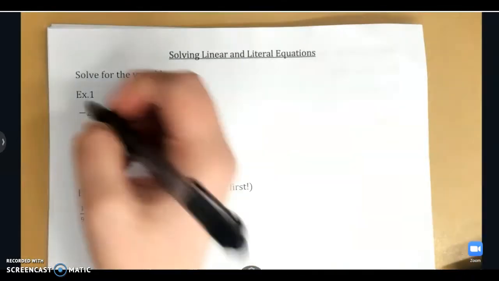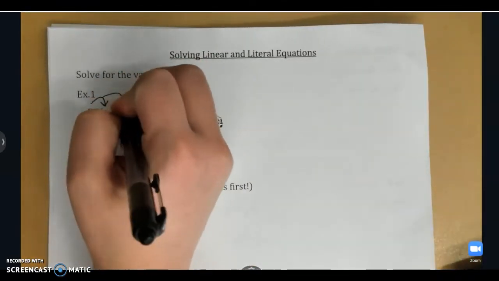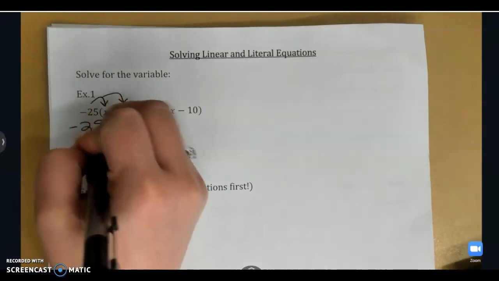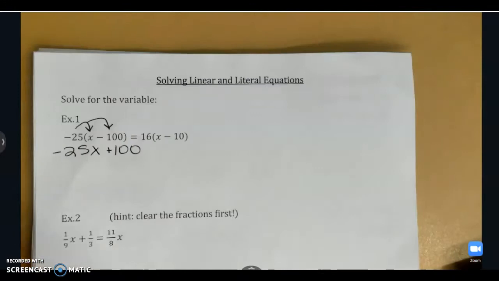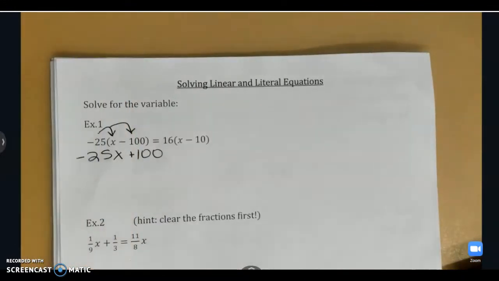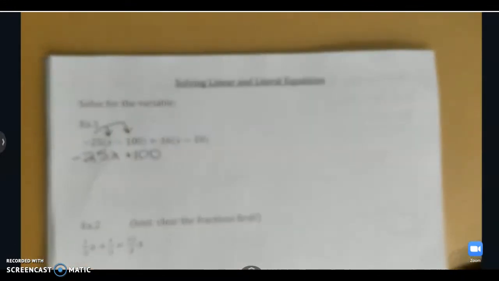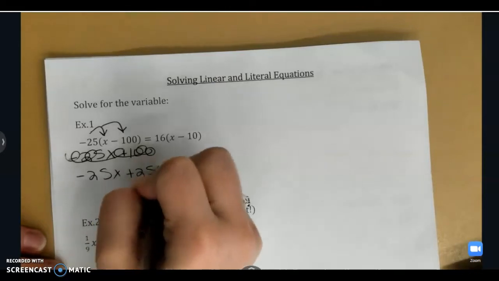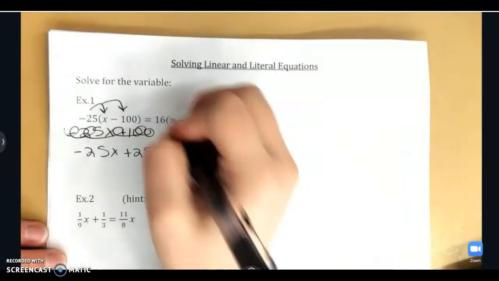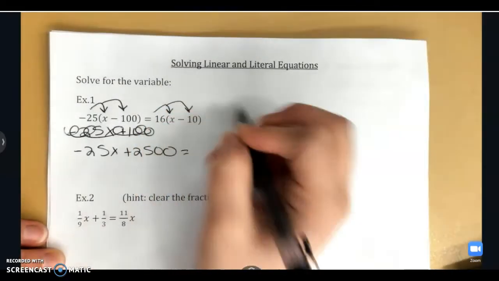So here on example 1, the first thing I'm going to do is distribute this on both sides. And that would, oops, I've already messed up. I apologize. That should be negative 25x plus 2,500. And then on the right, we're going to distribute that 16.